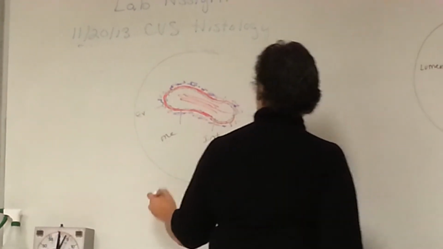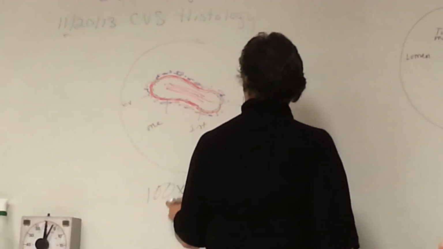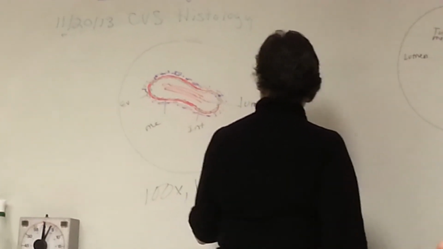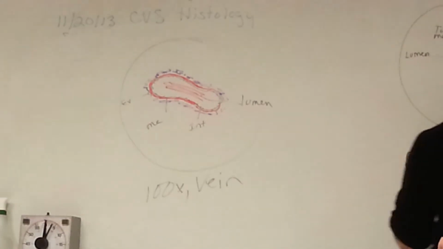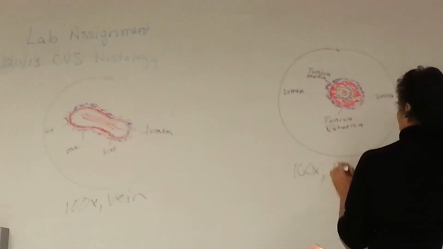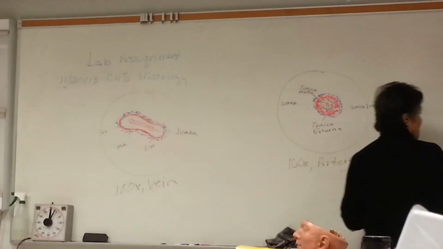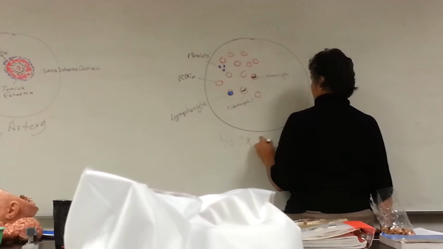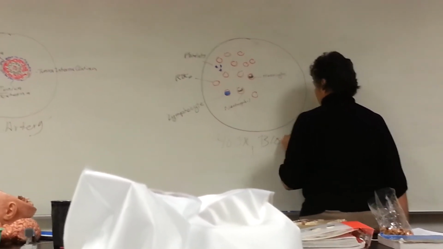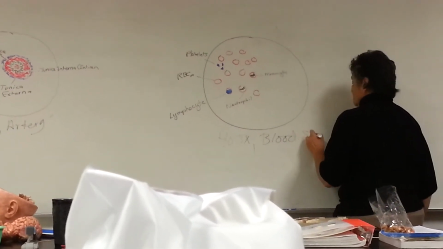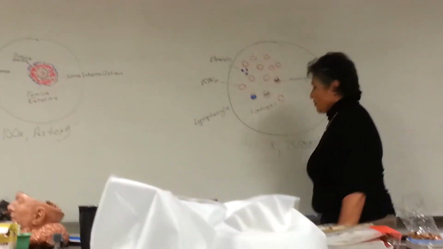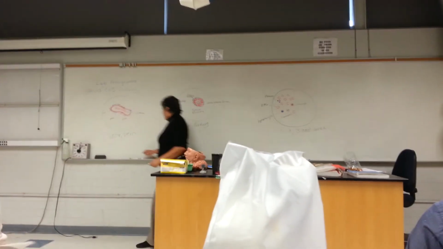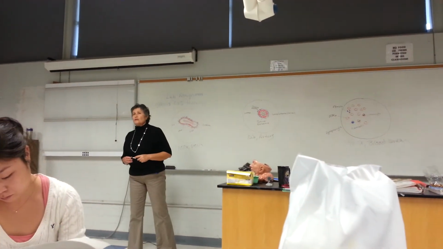Okay, so this was done at 100x, and this is a vein. These are your titles. This was done at 100x, and this is the artery. And this had to have been done at 400x in order to see anything, and it's a blood smear. You can just put blood, but it's actually a blood smear. Okay, any questions? So are these going to be on the practical?